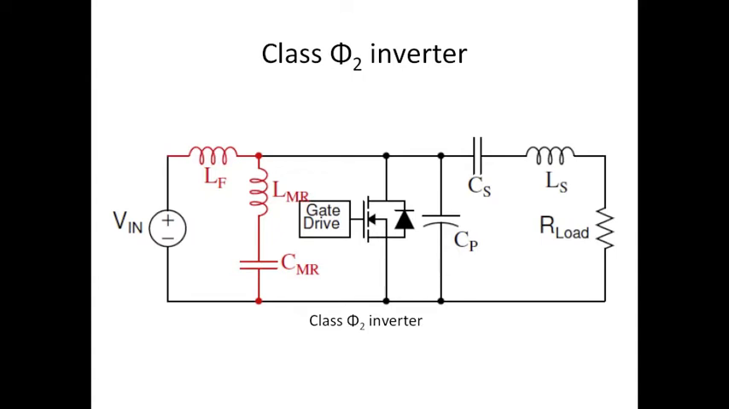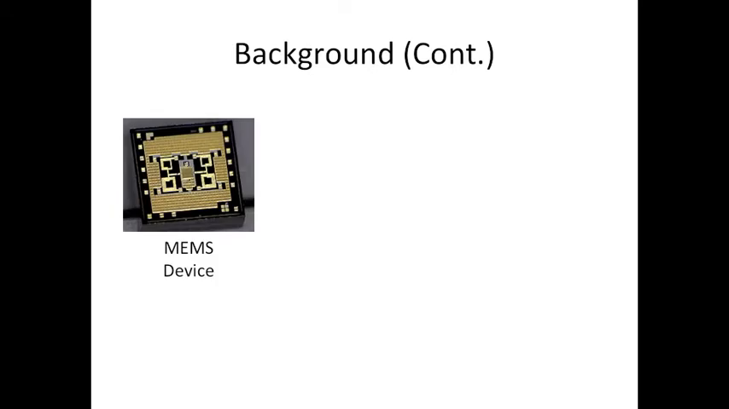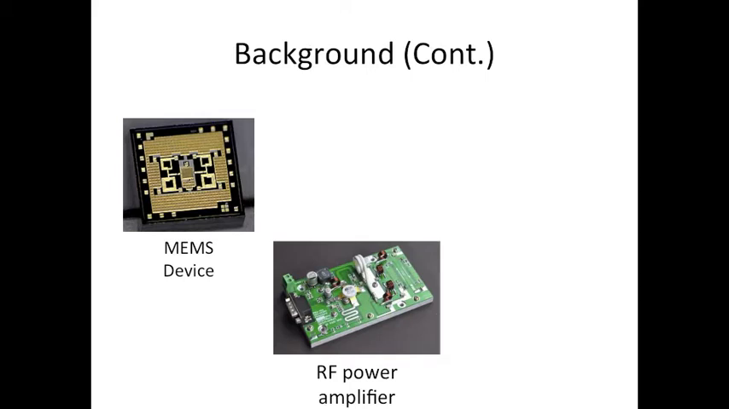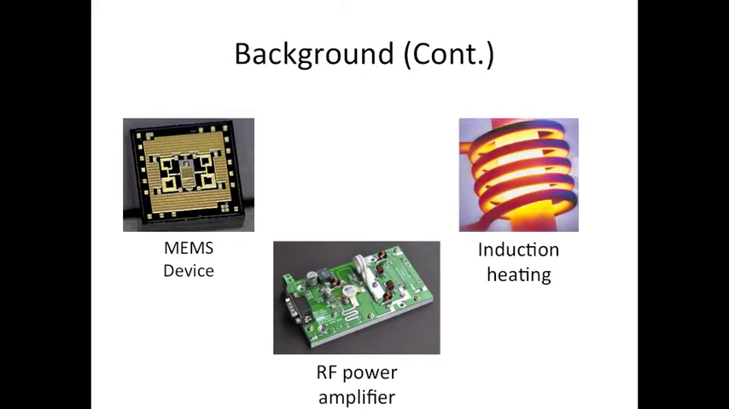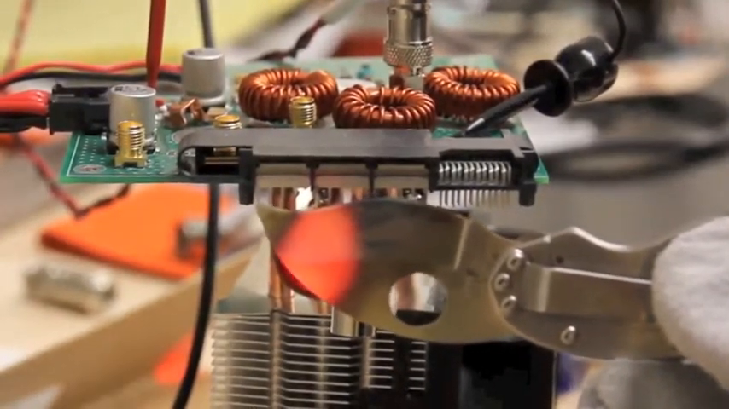Some of the advantages of working at high frequencies are the reduction of passive energy storage components, for example, the inductors and capacitors, and the significant increase in the dynamic response to compensate for fast load changes. This leads to applications in electrostatic control of microelectromechanical system devices, radio frequency power amplifiers, and induction heating. The following scene shows an example of induction heating using one of the inverters my research group made. As you can see, that little circuit is very powerful.